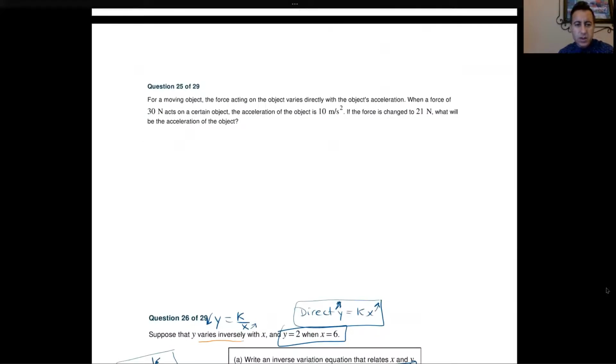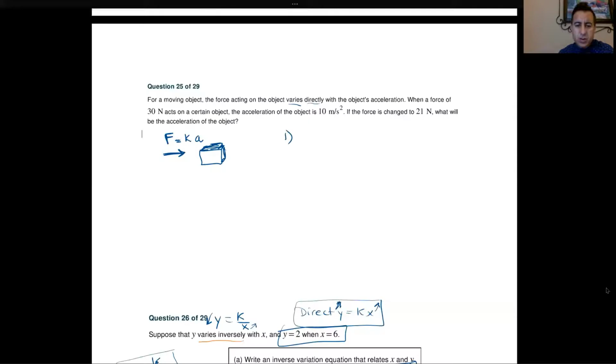So let's see what this one is talking about. For a moving object, so you have an object that's moving, right? And the force acting on this object varies directly with the object acceleration. You've probably seen this as Newton's second law, right? When a force of 30 Newtons, this is a given, on a certain object, the acceleration was 10 meters per square second. If the force changes to 21, what will be the acceleration? So we have varies directly, that gives us the variation equation. So what we need to find is K. If we know K, we can answer this.